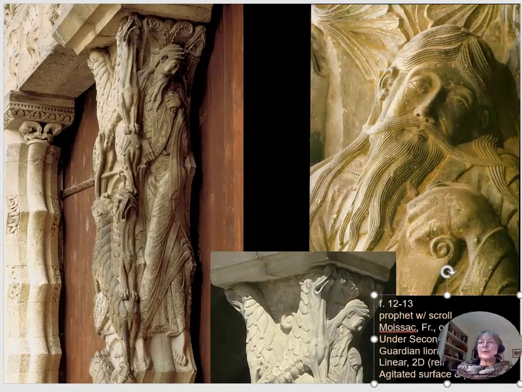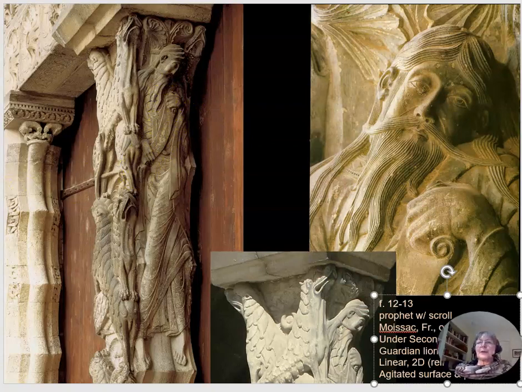As a review of Romanesque sculptural style, we can look at figure 1213 in our textbook. It is a prophet with a scroll. We aren't sure if it's Jeremiah or Isaiah, so I think we're just going to call it a prophet. How do we know it's a prophet? Well, he's carrying a scroll, and that's what this is right here.